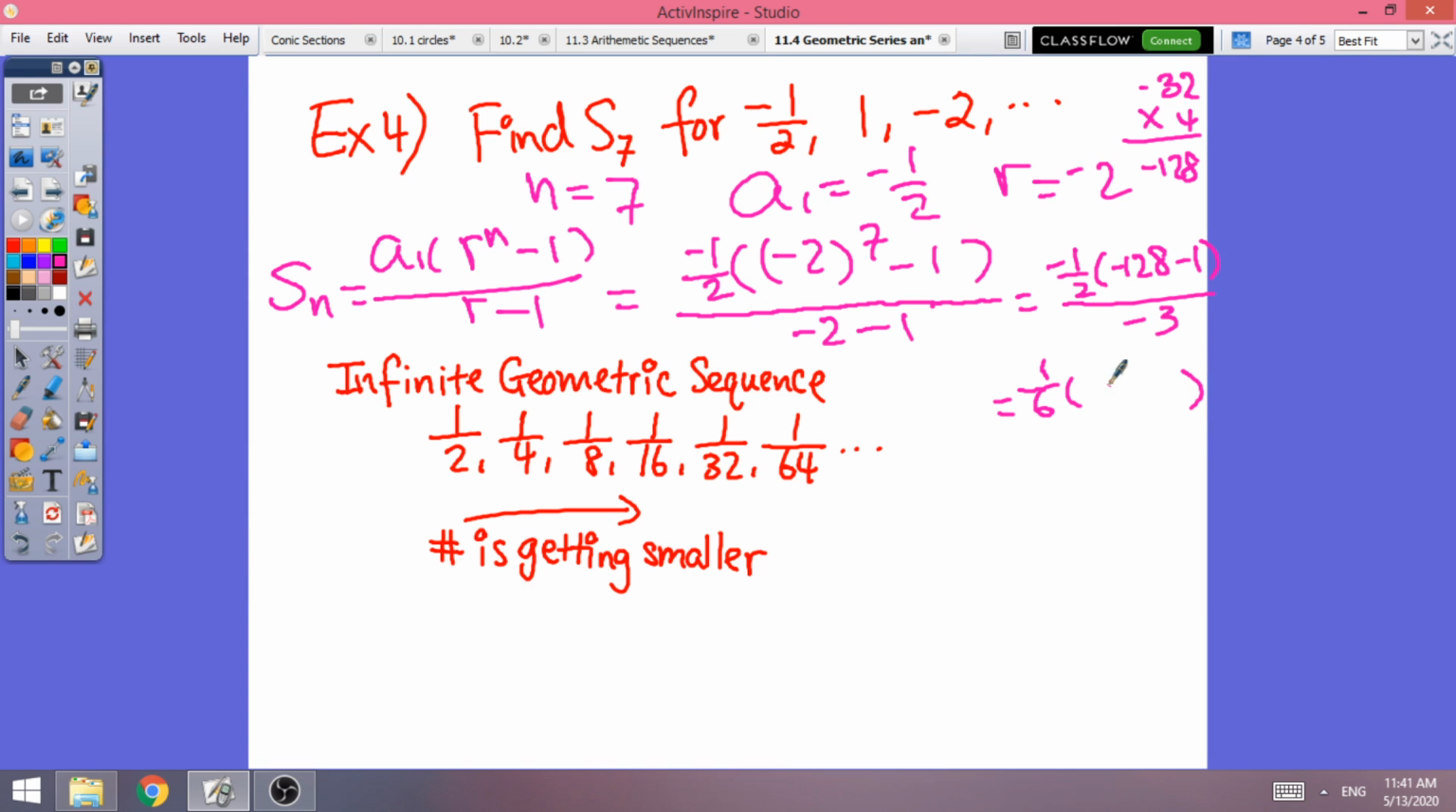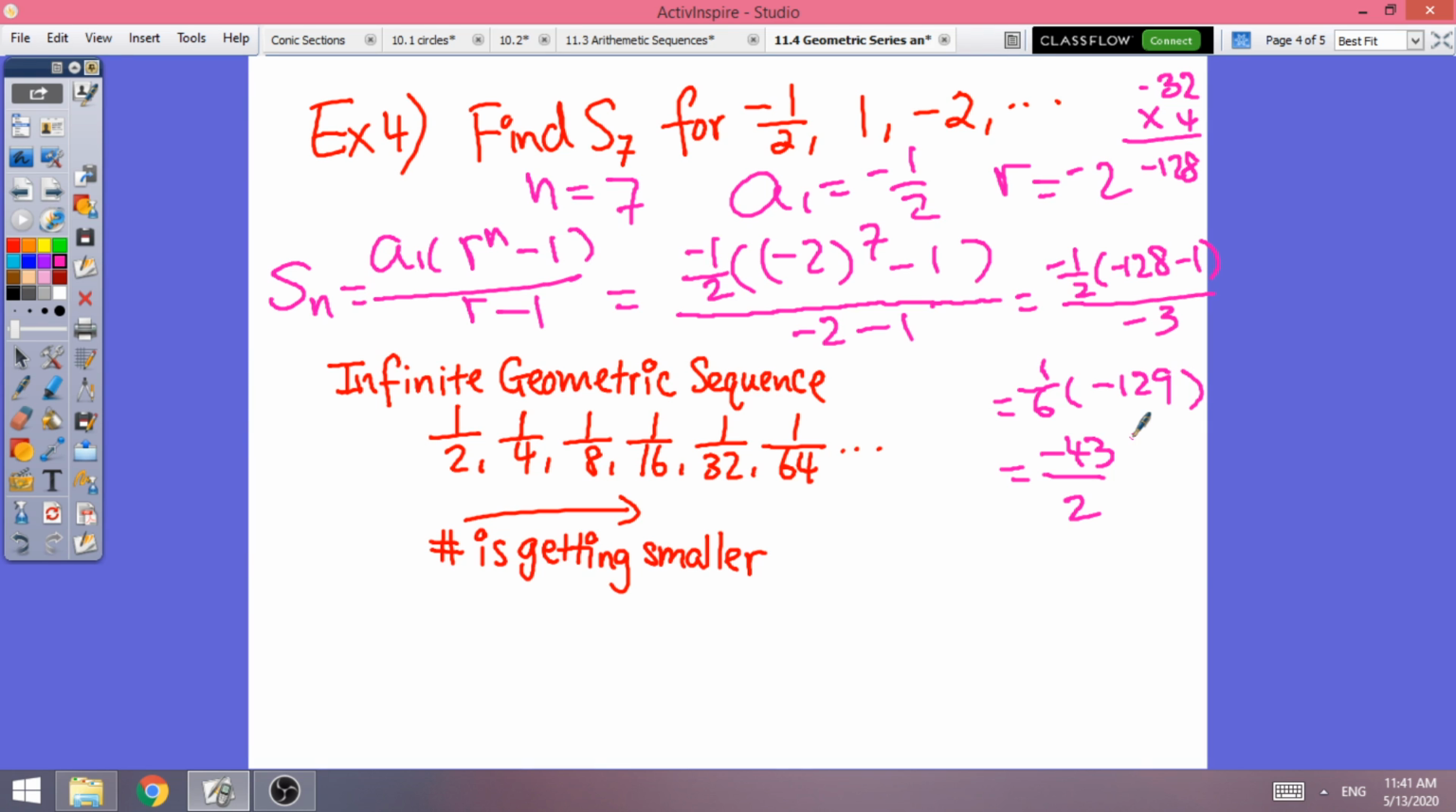Negative 128 minus 1, negative 129. Okay, is this divisible by 3? It is. So it looks like it's going to be fractions here, so it's going to be a negative number. So divide top and bottom by 3. Down the bottom, we got 2. On the top, we got negative 43. So it's negative 43 over 2.